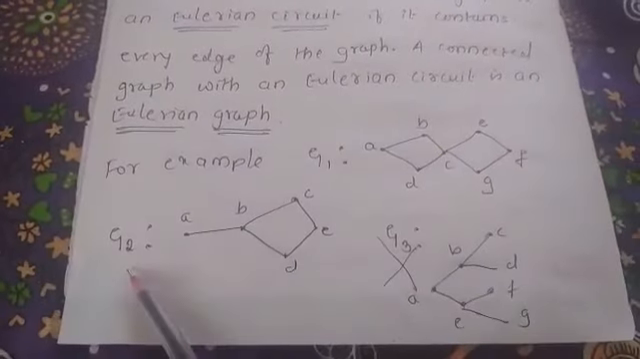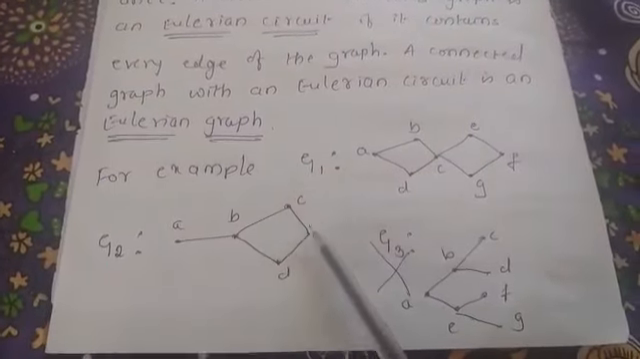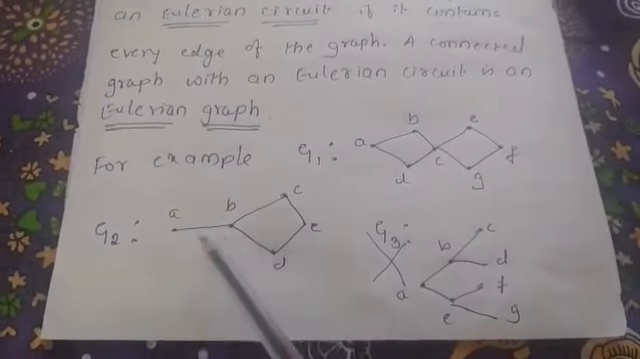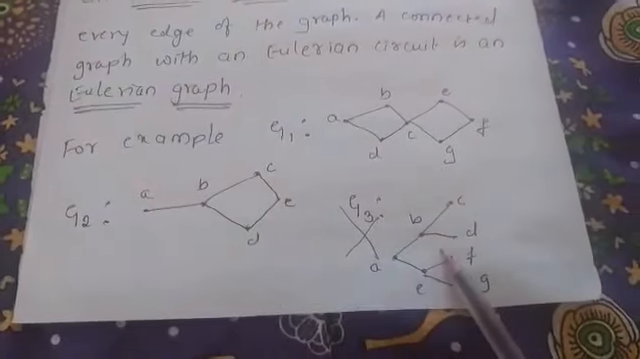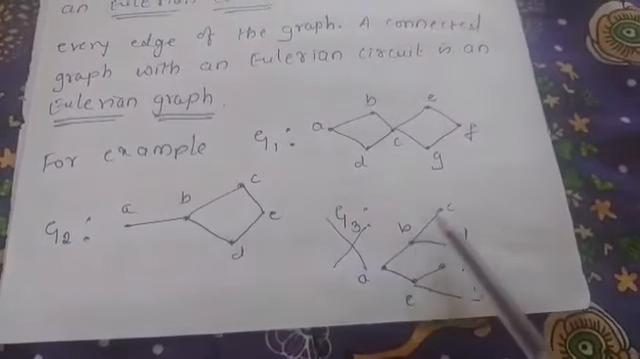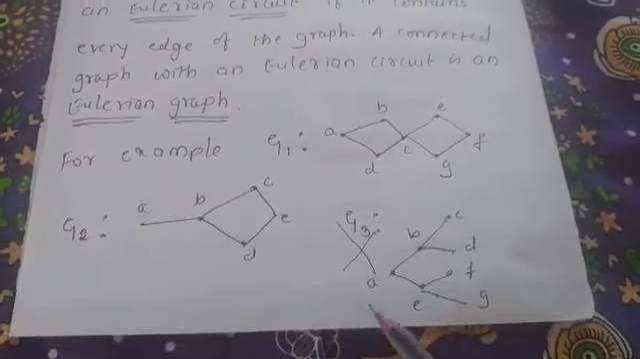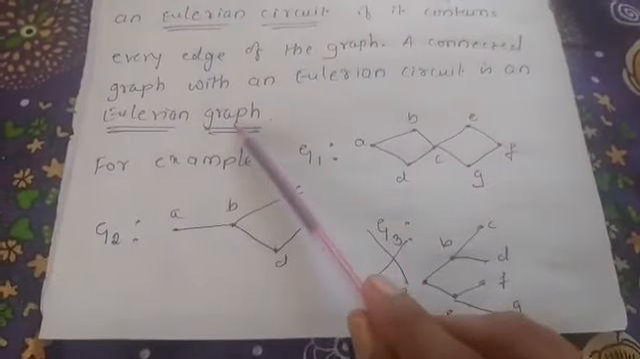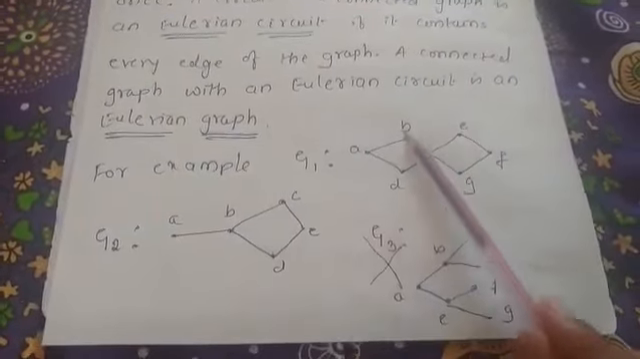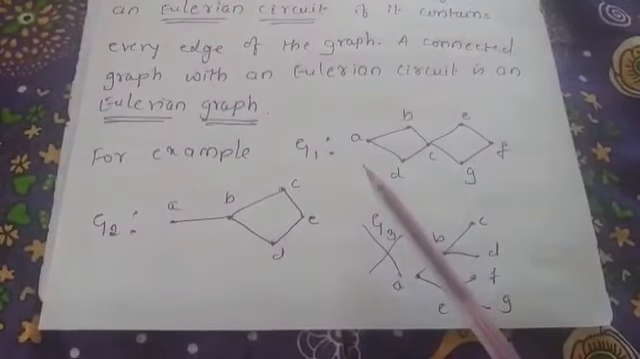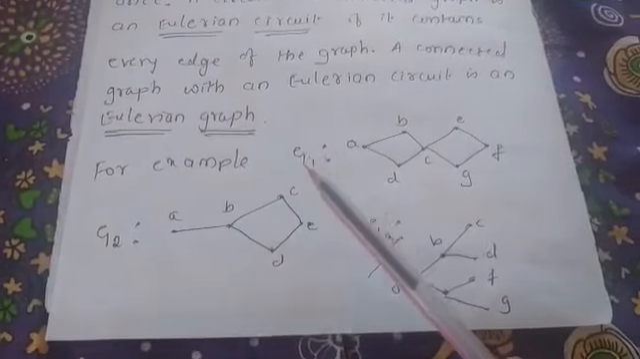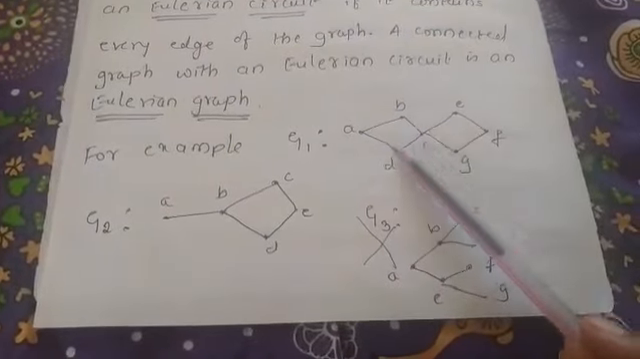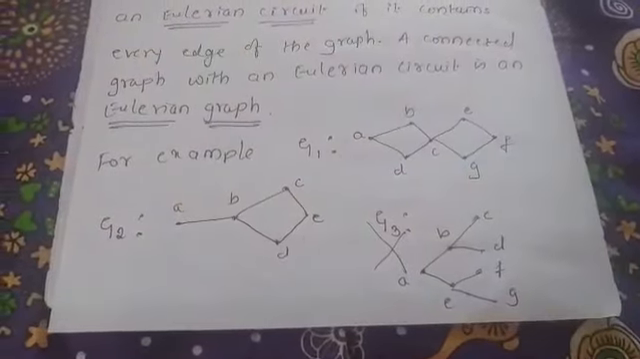In G2, it has even degree as well as odd degree, because B has degree 3 and A has degree 1. Similarly here it has both even and odd degree vertices. So we can easily conclude that if G1 is said to be Eulerian, the degree of each vertex is even. I will repeat it once again: a graph G1 is said to be an Eulerian graph if the degree of each vertex is even.